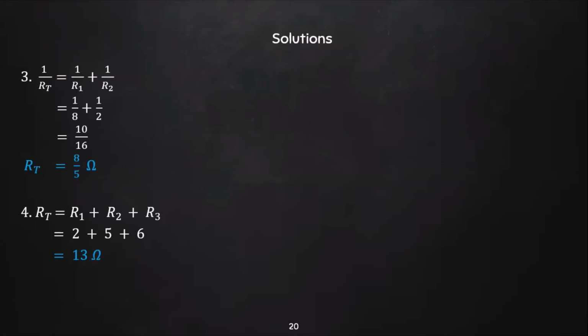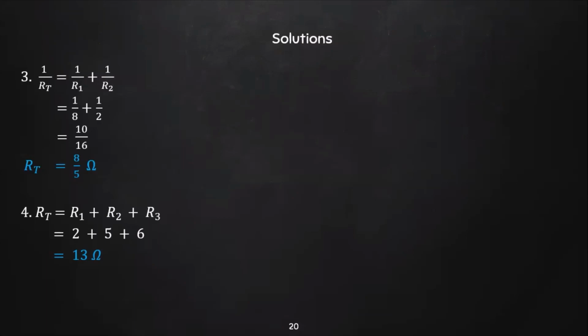So moving on to the solutions for these two questions. For question 3, we were supposed to find the total resistance in a parallel circuit. The formula for finding the total resistance in a parallel circuit is 1 over RT equals 1 over R1 plus 1 over R2. Our resistance 1 is 8 ohms and our resistance 2 is 2 ohms. So that equals 1 over 8 plus 1 over 2, which equals 10 over 16. Now taking the reciprocal on both sides, we get our total as 8 over 5 ohms.